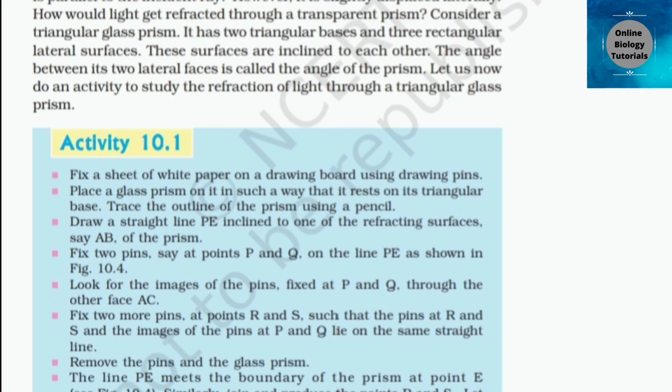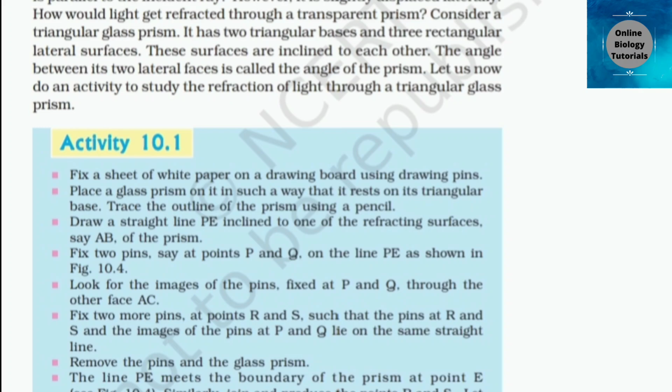Activity 10.1. Fix a sheet of white paper on a drawing board using drawing pins. Place a glass prism on it in such a way that it rests on its triangular base. Trace the outline of the prism using a pencil. Draw a straight line PE inclined to one of the refracting surfaces, say AB, of the prism. Fix 2 pins, say at points P and Q, on the line PE as shown in Figure 10.4.